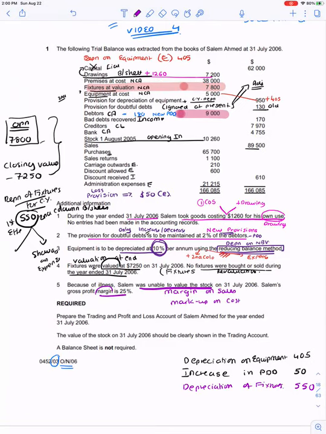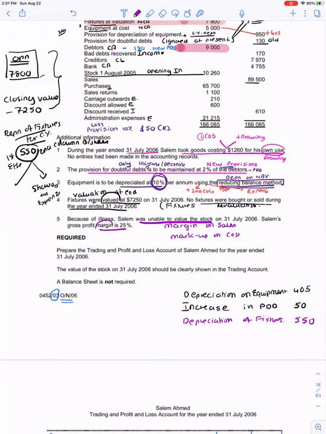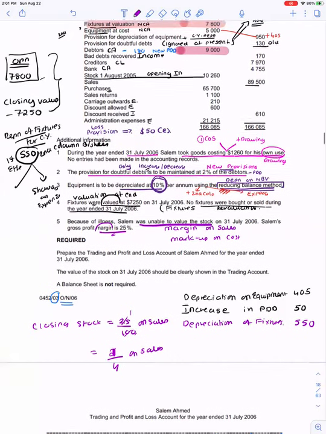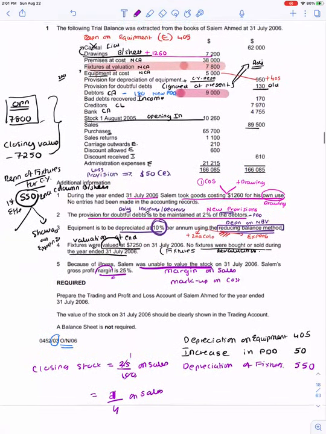So I have the sales figure. Closing stock is margin 25%, so closing stock is 25% on sales, that is 1/4 on sales. What is my sales? I will take the net sales. Net sales means sales minus the sales return.